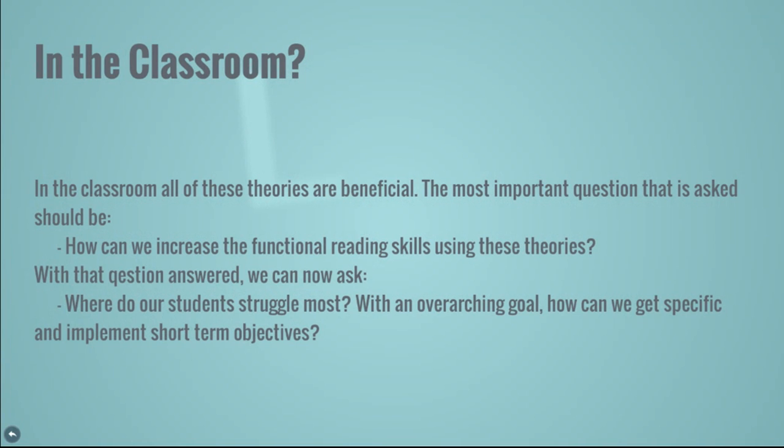With that question answered, now we can ask, where do our students struggle most? And with an overarching goal, how can we get specific and implement short-term objectives? We need to address that. We need to figure out, where are they struggling? What are we doing that is not beneficial to them? What strategies can we help them develop that can help them be better readers? We need to be clear, concise, and have SMART goals.